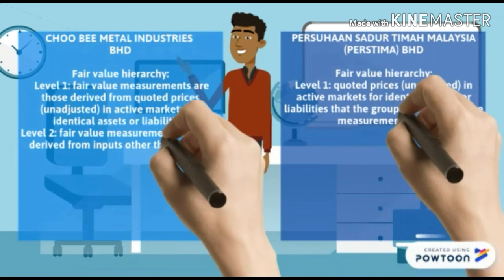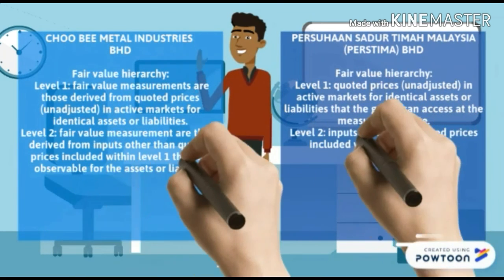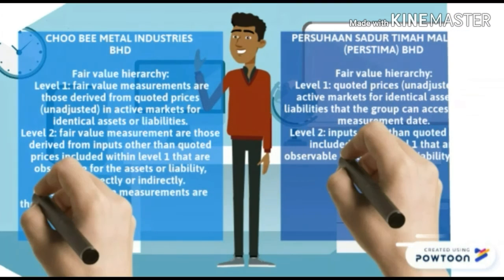Fair value hierarchy. Level 1. Fair value measurement are those derived from quoted price in active markets for identical assets or liabilities. Level 2. Fair value measurement are those derived from inputs other than quoted prices included within level 1 that are observable for the assets or liability either directly or indirectly. Level 3, fair value measurement are those derived from inputs for the assets or liability that are not based on observable market data.